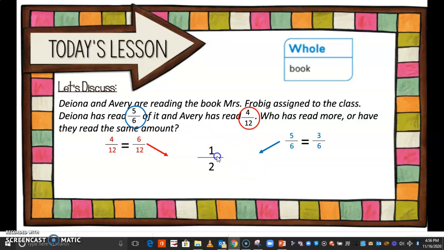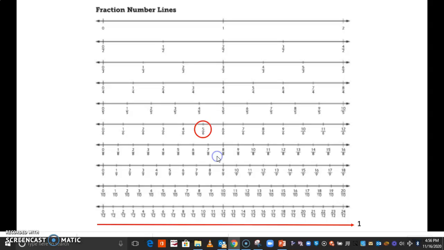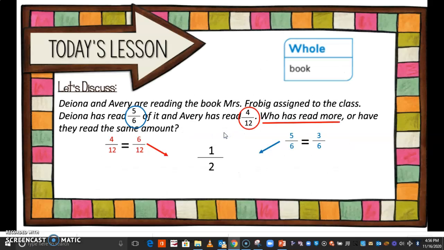So who is reading more? That's the question, right? We have 5/6 and 4/12. Obviously, 5/6 is the closest one to the whole. So who is reading more? Deanna is the answer.